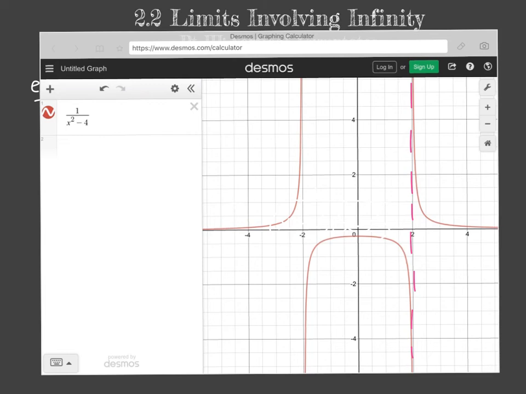If we take a look at the other line, x equals 2, which is dotted in pink, we can see that as we approach 2 from the right, our graph is shooting upwards towards positive infinity, and as we approach 2 from the left side, our graph is shooting down towards negative infinity.